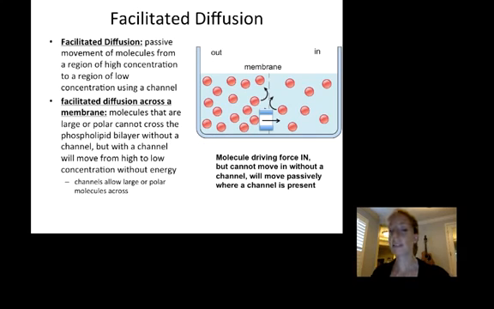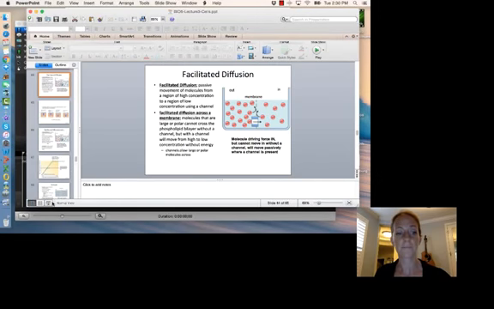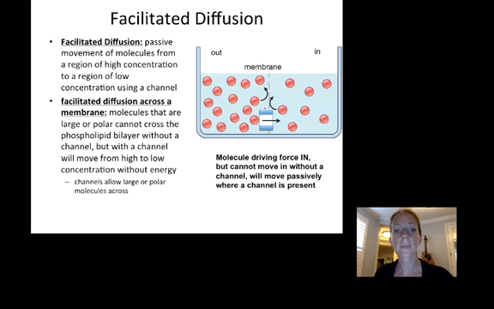Now, as I said, small nonpolar molecules will move by simple diffusion. What about all the other molecules? Any other molecule that is too large, or polar and carries a charge, cannot cross the phospholipid bilayer without a channel. But with a channel, it can move from high to low concentration using its general diffusion driving force. So facilitated diffusion is passive movement.